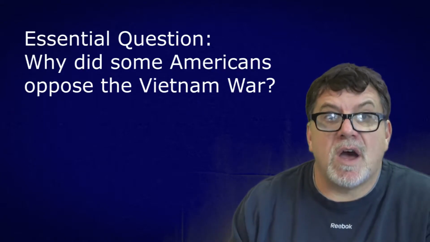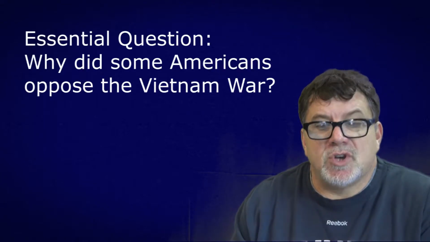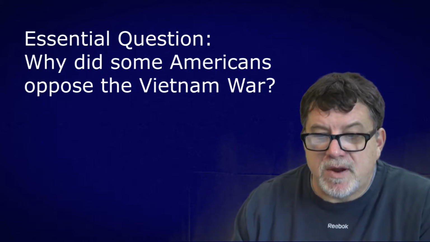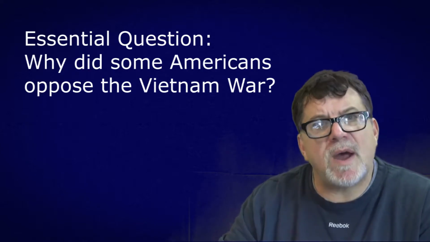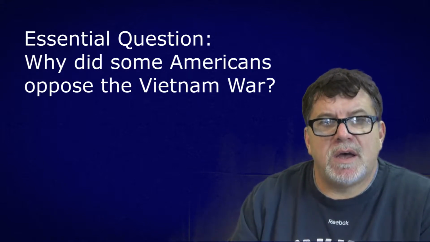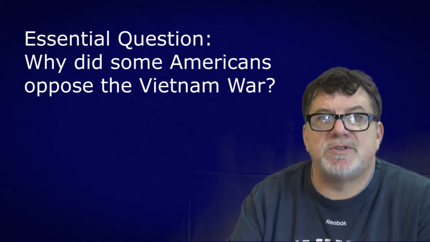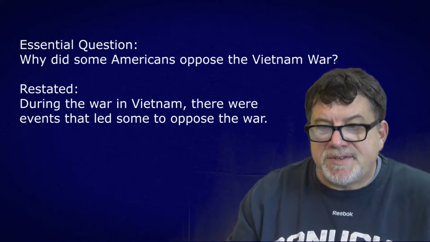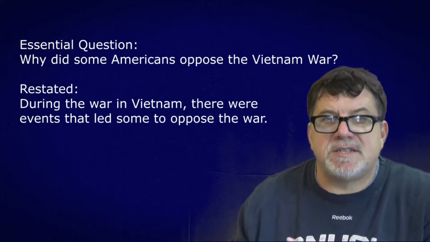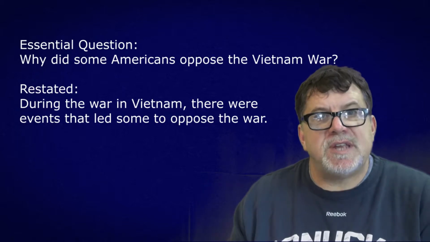Next, I can give you an example of what a RACE paragraph looks like, or how you can construct one. The issue that I use is the Vietnam War. That's part of the chapter that comes in the class later on when you get to high school, using the essential question: why did some Americans oppose the Vietnam War? I want to restate that into the RACE paragraph introduction. What I restated is, during the war in Vietnam, there were events that led some to oppose the war. That's how I restate the question.